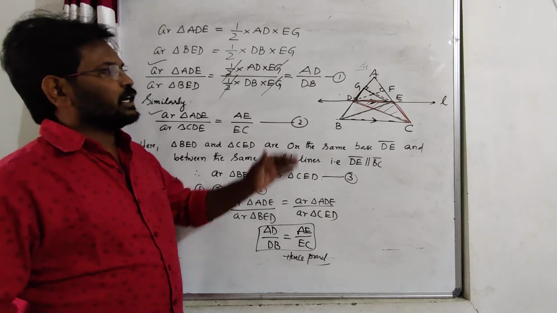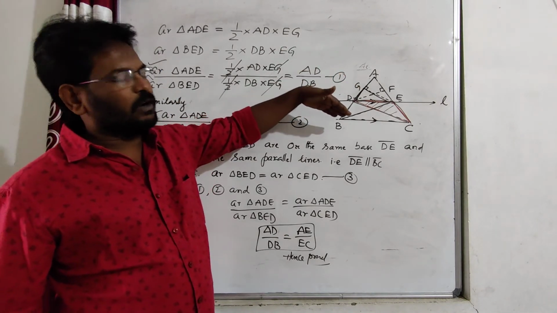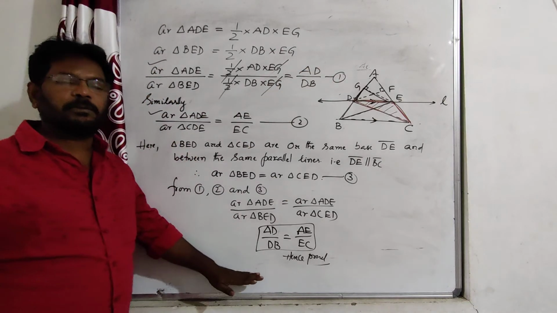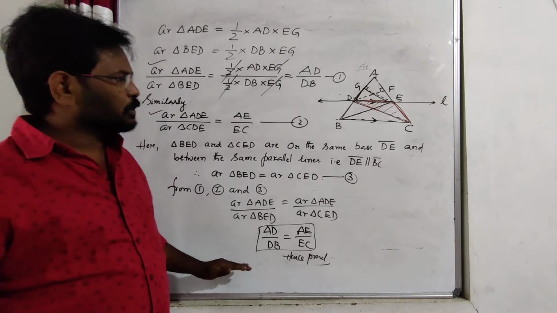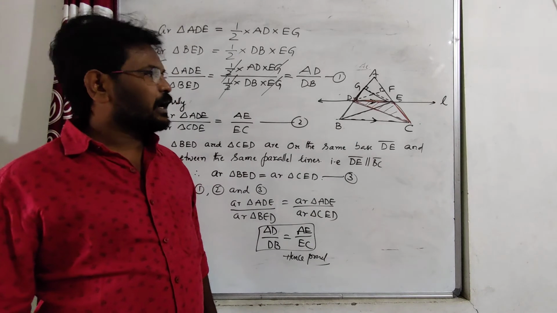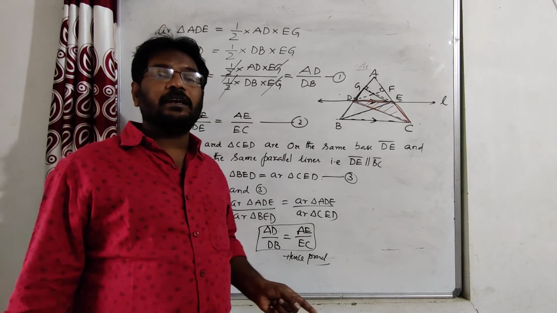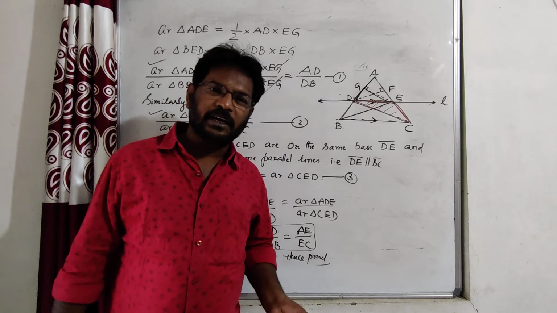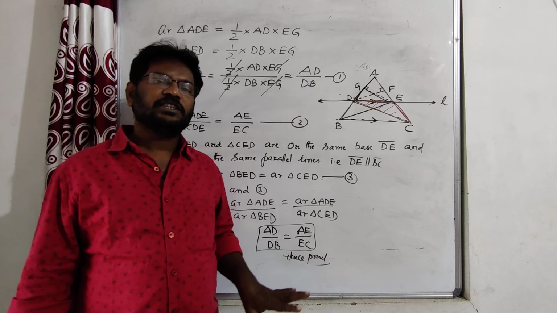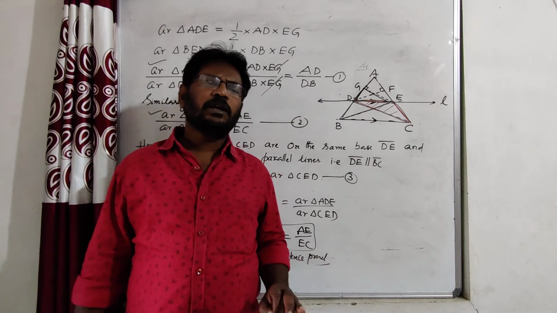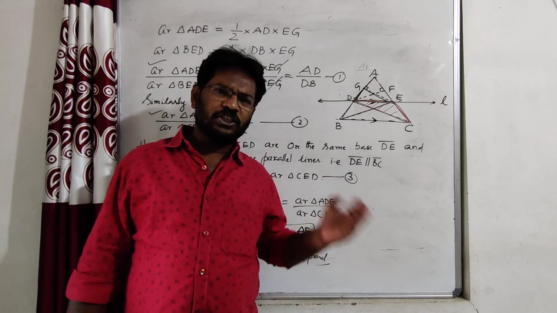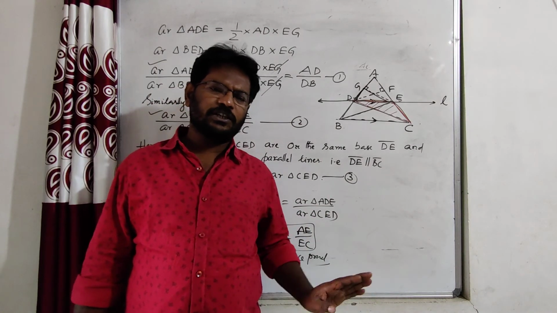So then what we conclude is that any line parallel to one side of a triangle will divide the other two sides in the same ratio. This is the basic proportionality theorem. Are you able to understand? What tools are used here? The area of a triangle formula, and the fact that triangles which are on the same base between the same parallels are equal in area. These we are using to prove this theorem. This is a very, very important theorem for those going to 10th class public examinations, whether state, ICSE, CBSE, whatever it is.